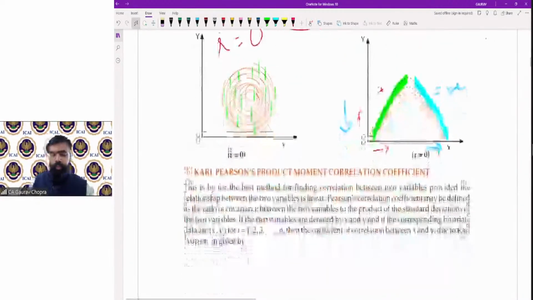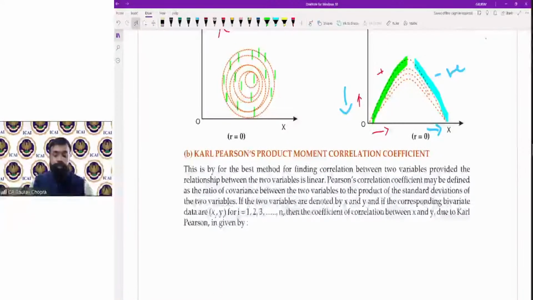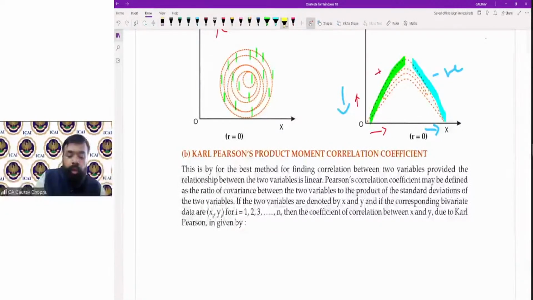Okay, so the next one. Now the second method is known as Karl Pearson product moment correlation coefficient. This second method is basically Karl Pearson's method, and this method is one of the most important methods. This is regarded as the most important method. So you can highlight this. This is the best method for finding correlation between the two variables provided.